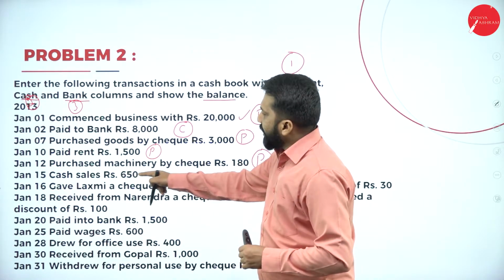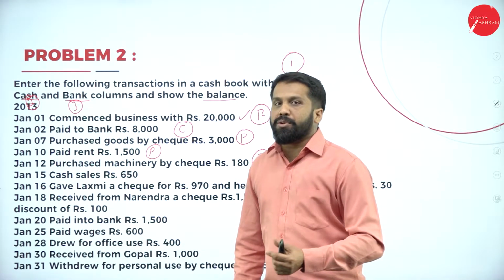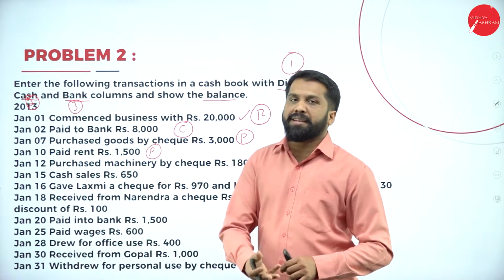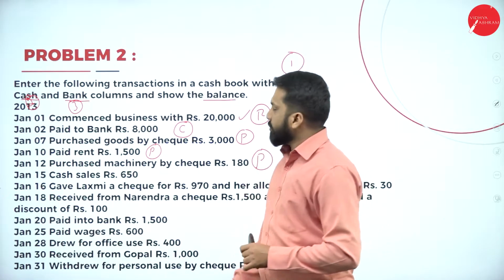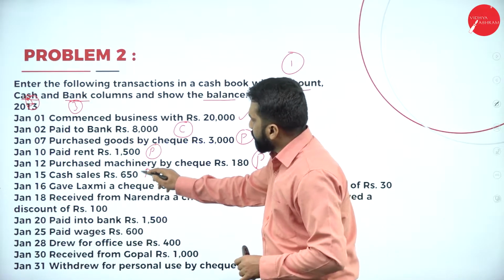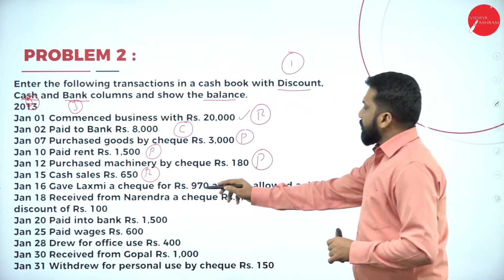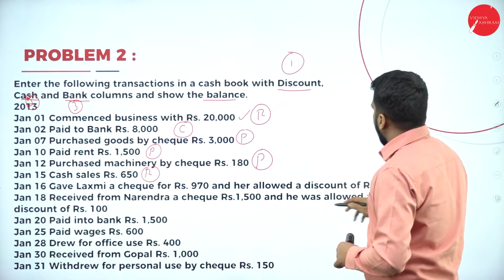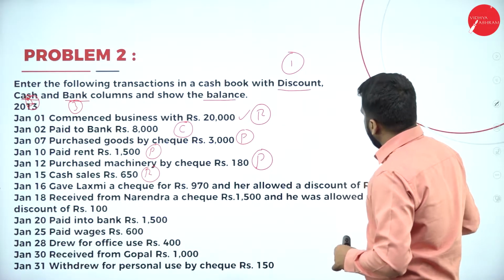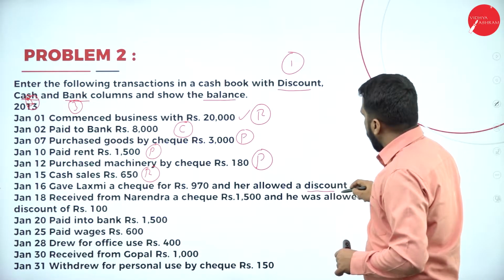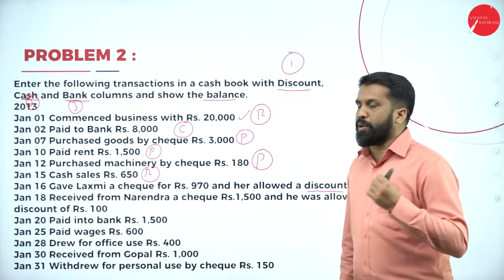Then cash sales. Whenever you do sales, are you receiving cash or paying cash? You are receiving cash, so it is a receipt. Gave Lakshmi a check for 970, discount allowed. Give means you are giving, so this will be payment. See, they have mentioned discount also. This is called your 3 column.